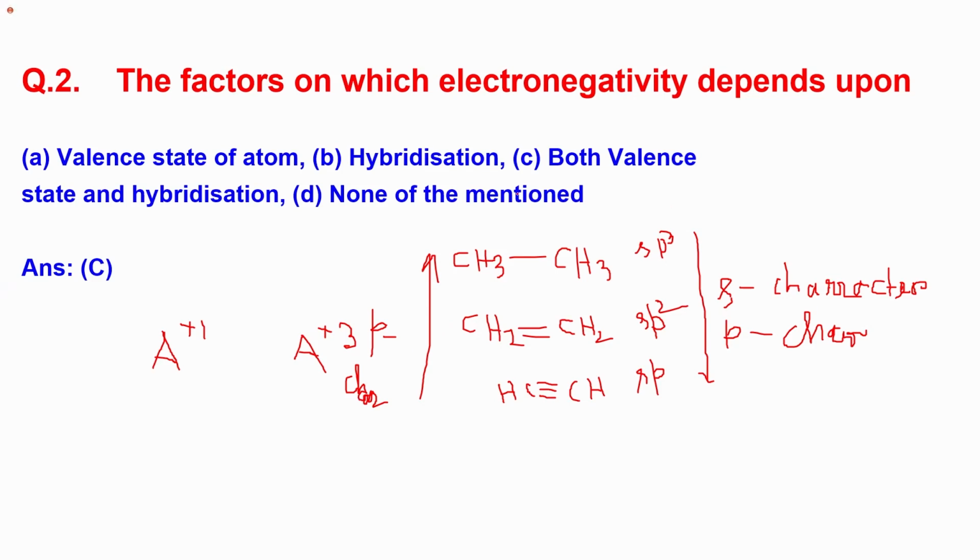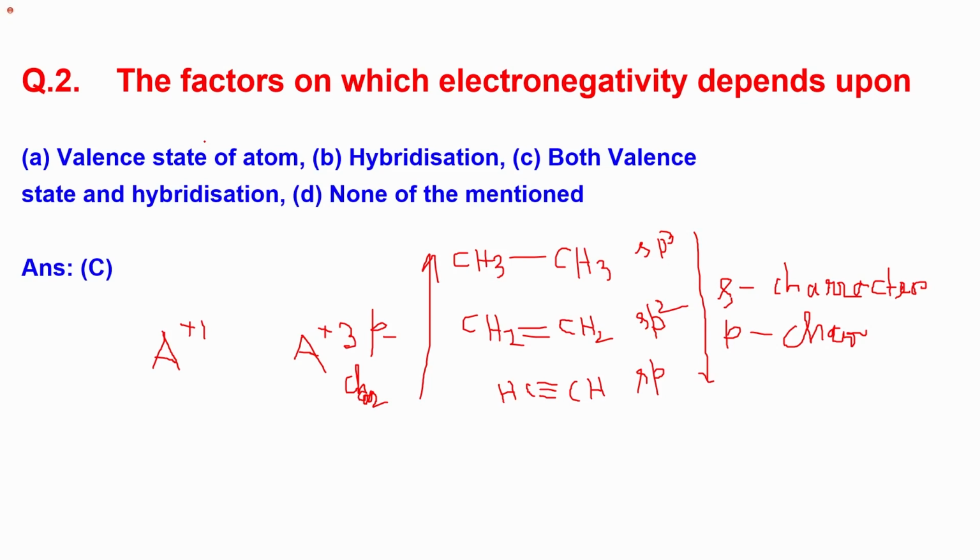So that means that if we see the valence state of the atom, it also needs the valence state of the atom. If someone has a plus one or plus three, obviously the higher the oxidation state, the more electronegativity. And now the hybridization, if it is sp3 or sp3d2, this also depends on both. So that's why we need both hybridization as well as the valence state of the atom, or none of the mentioned. This is not possible. So obviously the option will be C.